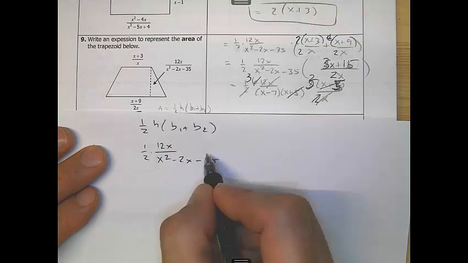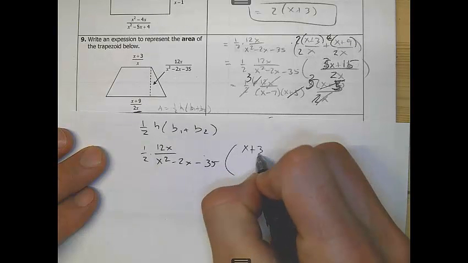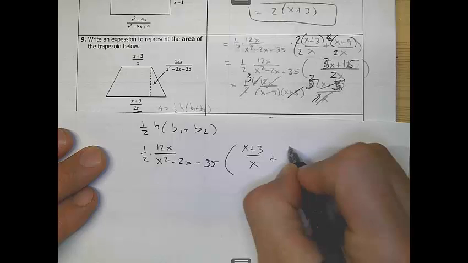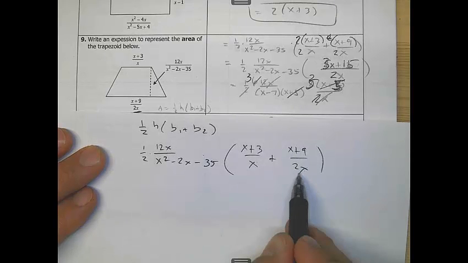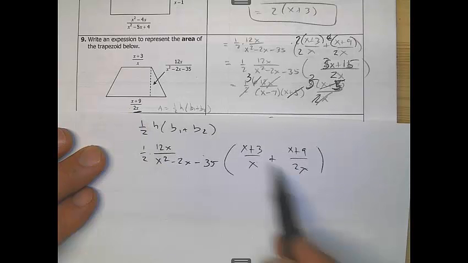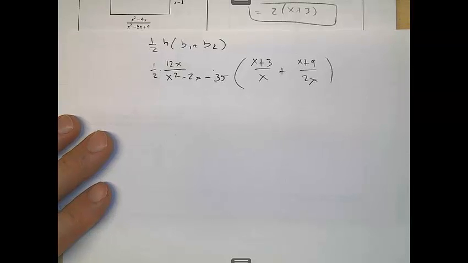So we've got the height, and then the base 1 plus base 2, here's where I made a mistake. x plus 3 over x plus 9 over 2x. So I wrote x there instead of 2x. I didn't copy that down right, and as a result, I did the problem wrong, and I tried to fix it, and it was just really confusing. So let's just redo it here.